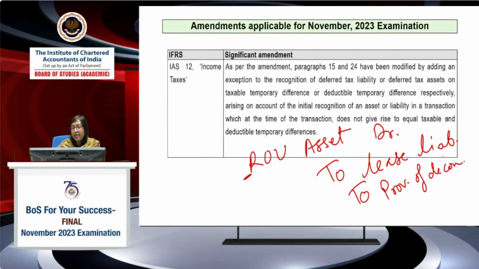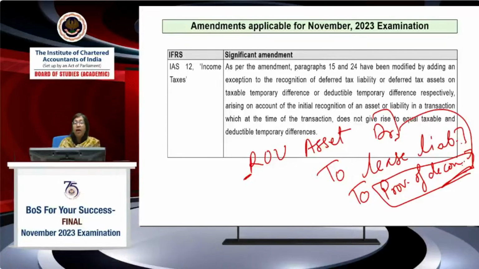So in that case, your asset is not matching with your liability. Because this figure is a discounted value, you have to unbundle this. So definitely there is no match with this. So in that case, even though there is a mismatch, at the time of the initial transaction you are not supposed to recognize any deferred tax asset or deferred tax liability on it. Okay.